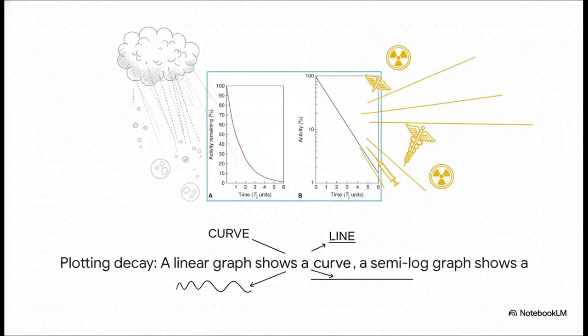Now, check this out because this is a really neat trick physicists use to visualize decay. If you plot it normally, like on the left, you get that classic steep curve. But we prefer the graph on the right, which is a semi-log plot. And why is that? Well, because it magically turns that curve into a perfectly straight line. And that makes it unbelievably easy to read the data and accurately predict what the activity will be way into the future.